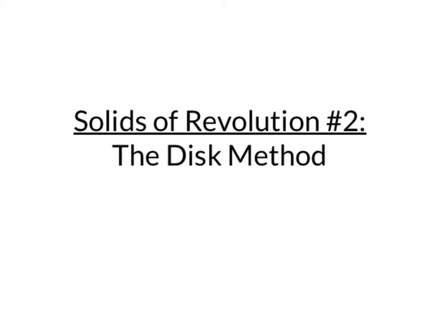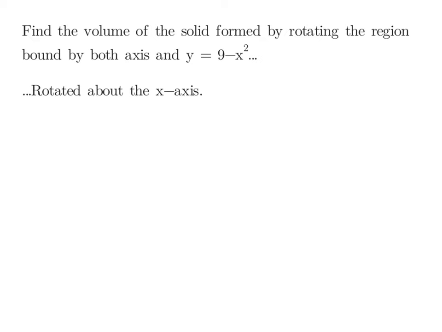Let's take another look at finding the volume of solids of revolution using the disk method. Earlier, we found the volume of the solid formed by rotating the region bound by both axes and the curve y equals 9 minus x squared rotated about the x-axis. First, let's take a quick look at the graph of the region.